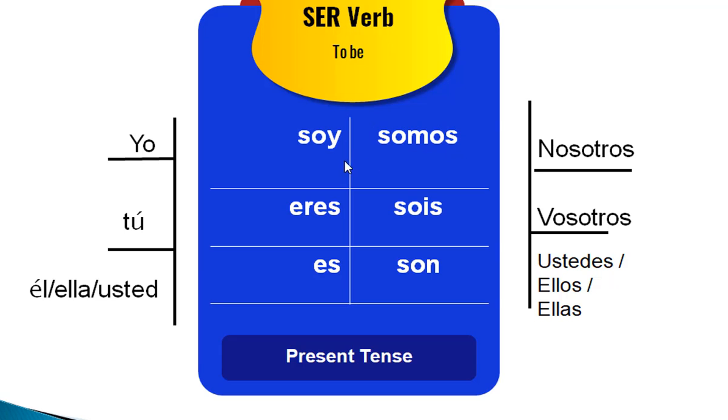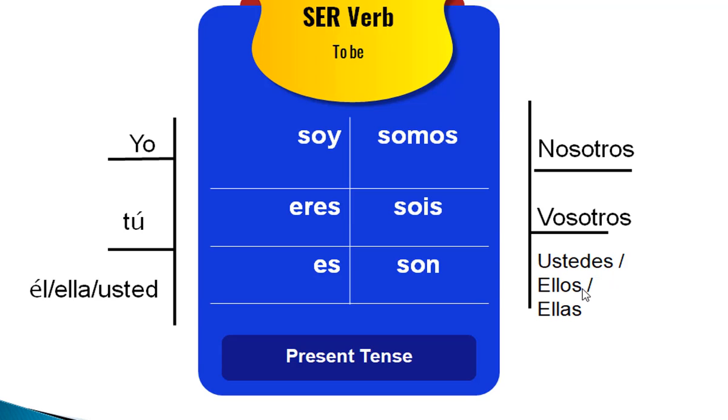Fourth one, somos. We are. Nosotros somos. Sois. You all are. Vosotros sois. They are or you all are. Ellos son. They are. Ellas son. Ustedes son.